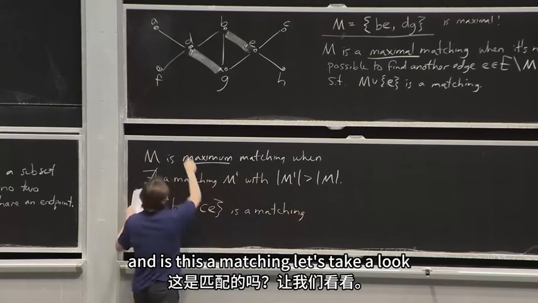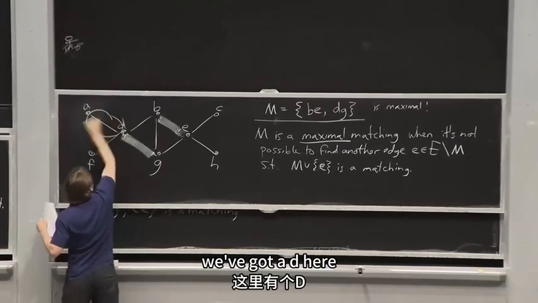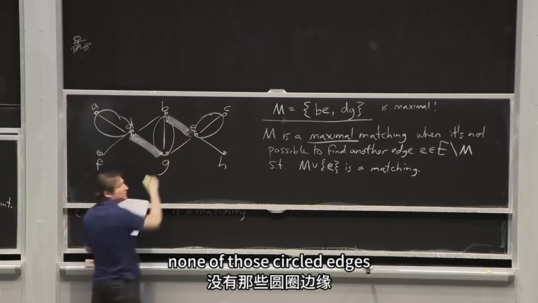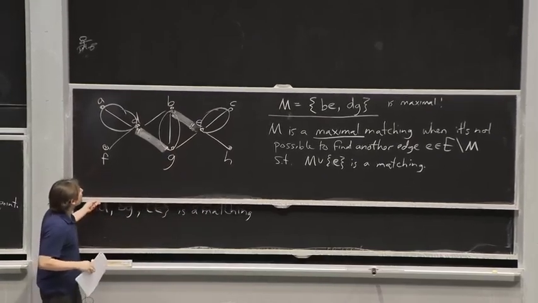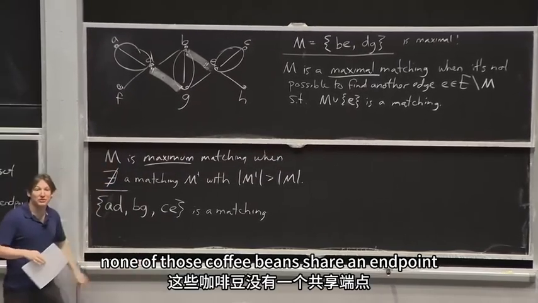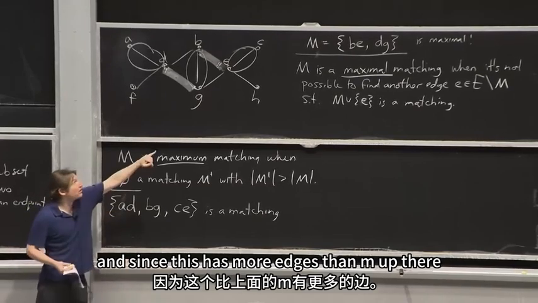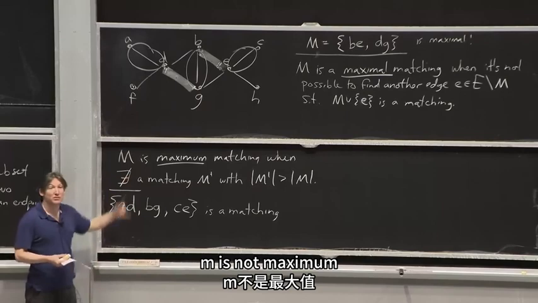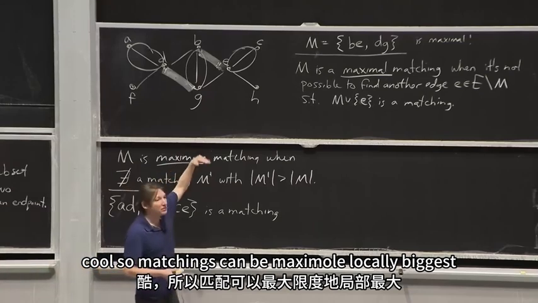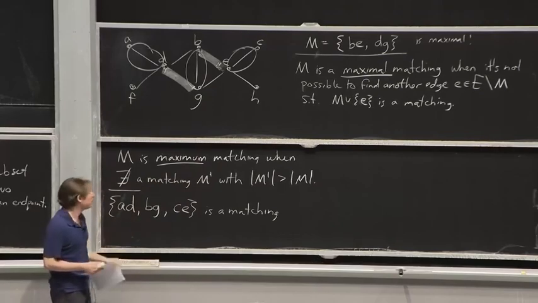All right. Is a matching. And is this a matching? Let's take a look. We've got AD here, BG here, CE here. None of those circled edges, they kind of look like coffee beans to me, none of those coffee beans share an endpoint, so that is a matching. And since this has more edges than M up there, M is not maximum. Right? Cool. So matchings can be maximal, locally biggest, even if they're not maximum, globally biggest.